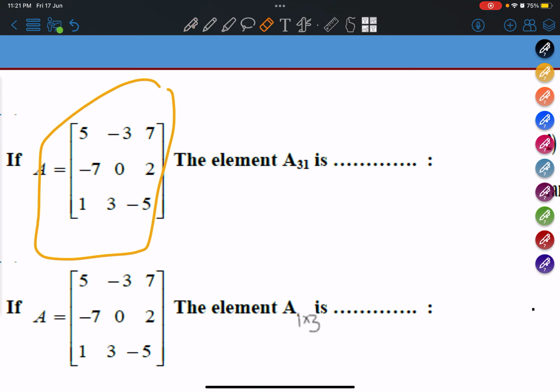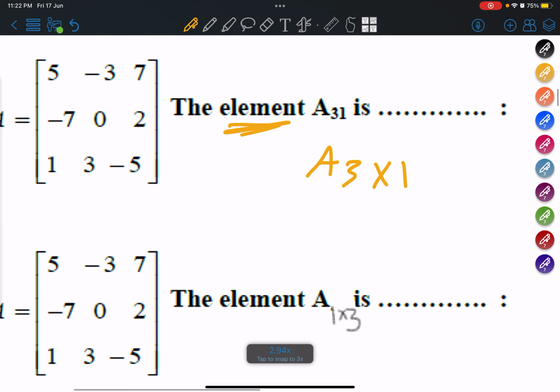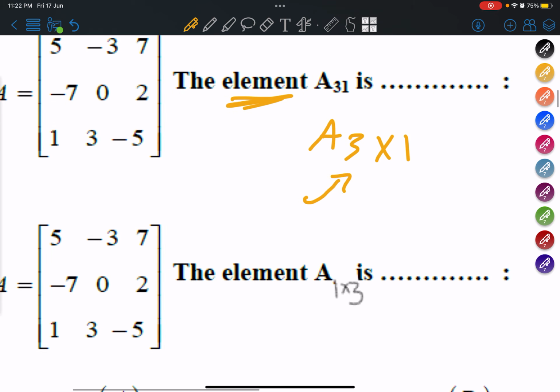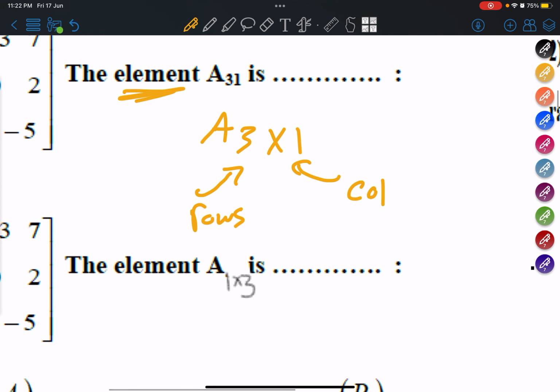element, by which they mean a number, a 3x1, or 3 cross 1. So we first have to know that this 3, the first number, represents the number of rows, and the second number represents the number of columns.